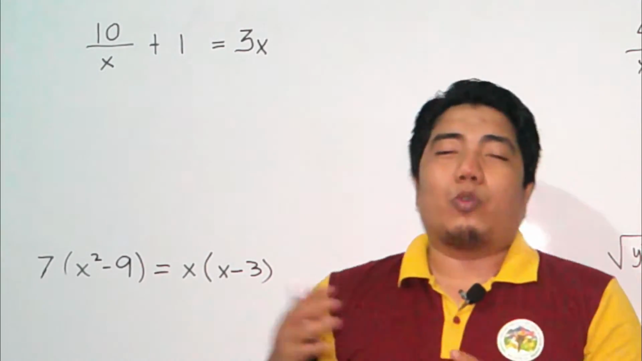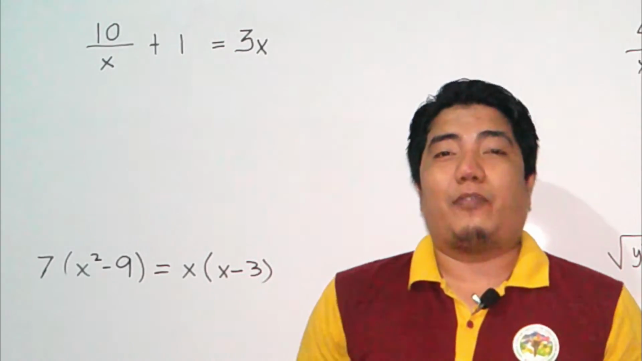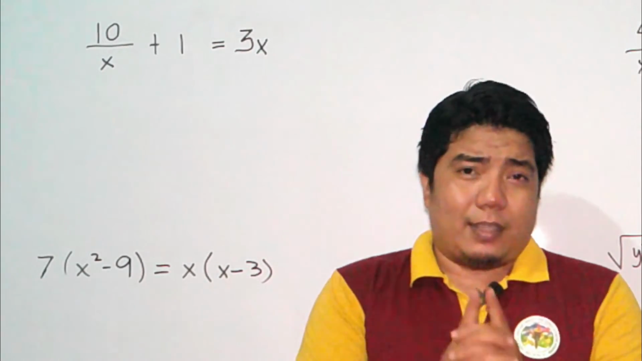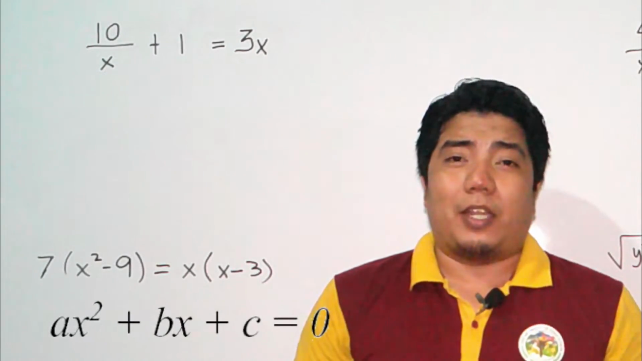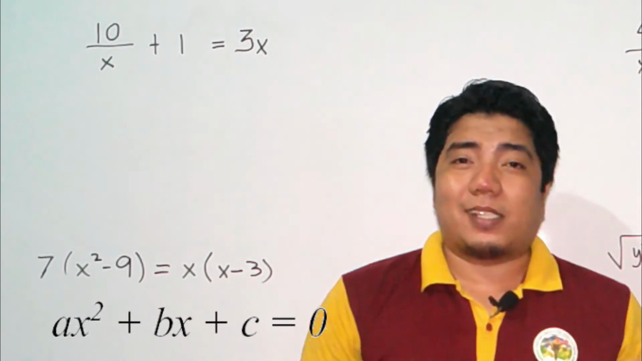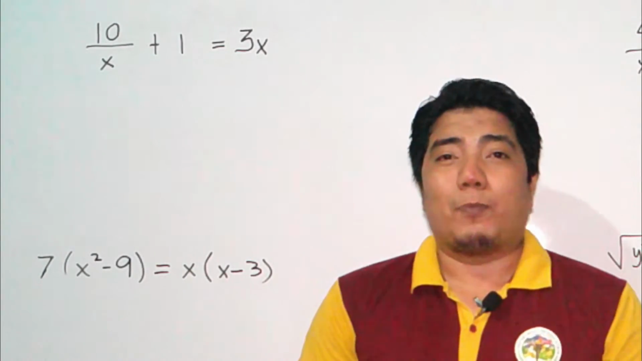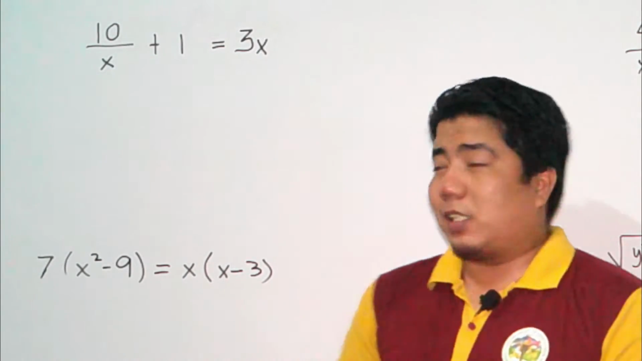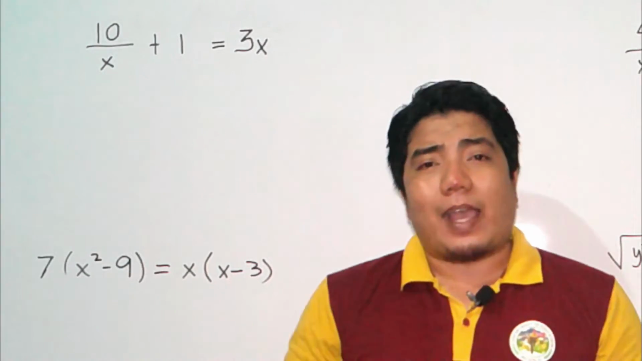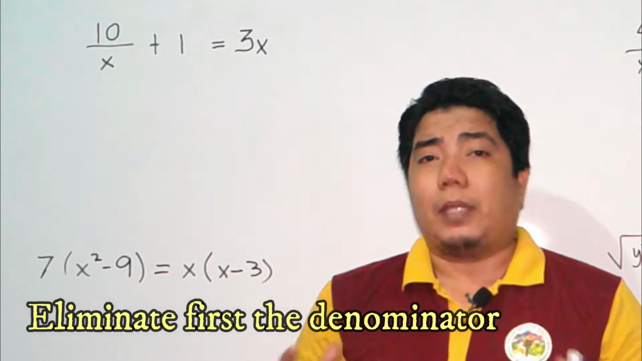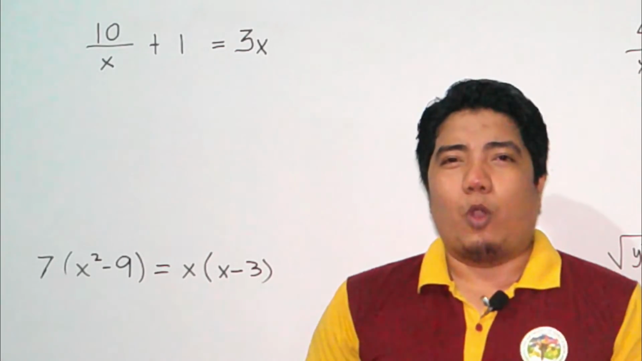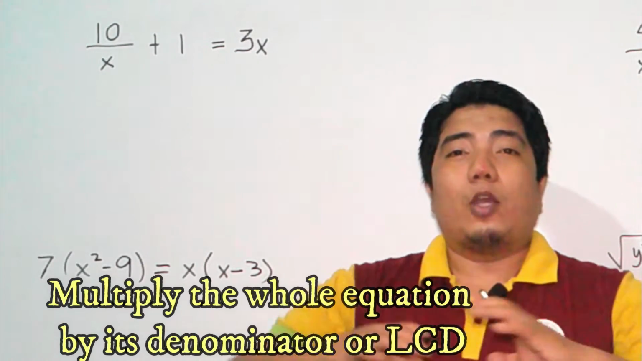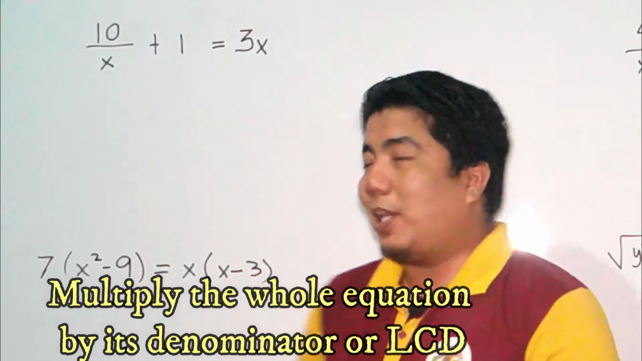But we need to convert this into a standard form. Remember that the standard form of a quadratic equation is ax squared plus bx plus c is equal to 0. So, how do we do this? First, let us try to eliminate the denominator of this equation. How do we do that? Simple. We just need to multiply the whole equation by its denominator.